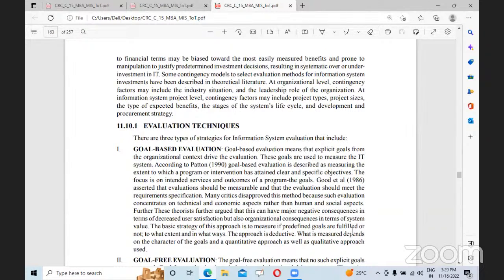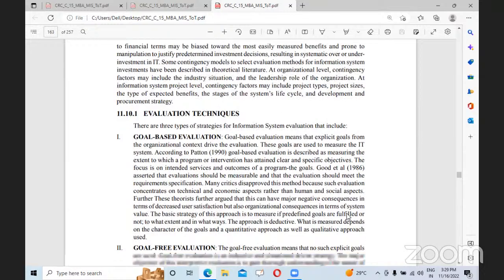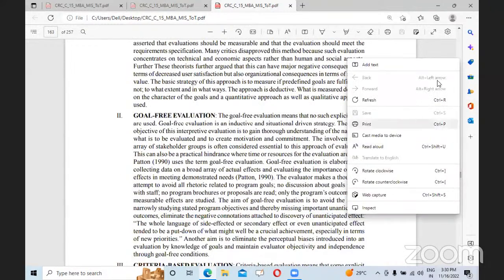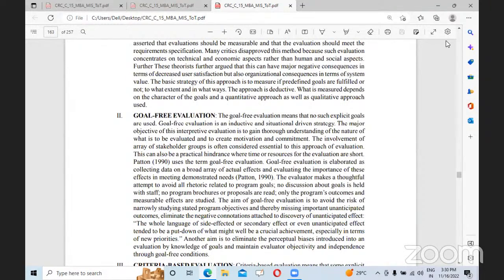Further, these theorists argued that this can have major negative consequences in value. The basic strategy of this approach is to measure if predefined goals are fulfilled or not, to what extent and in what ways. This approach is a quantitative approach, and the goal-free evaluation method means that no such explicit goals are used.